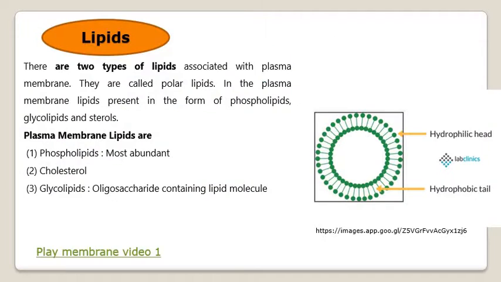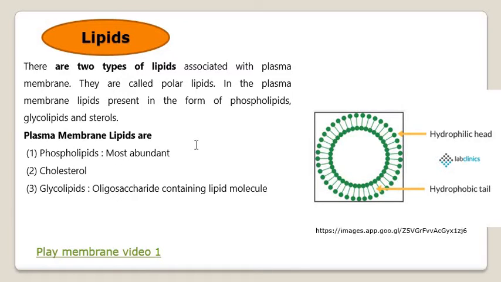Now let's move ahead and see the lipids. There are two types, as we said earlier. 50% is the protein, 40% is the lipid, and 10% is the carbohydrate. So let's start with the lipid. There are two types of lipids associated with the plasma membrane. They are called polar lipids, right? In the membrane, lipids are present in the form of phospholipid, glycolipid, and the sterols, right?